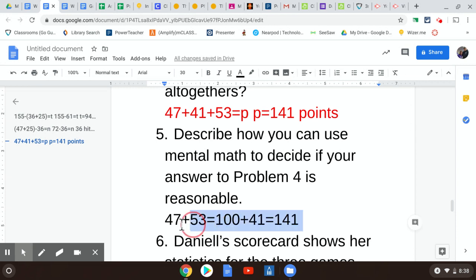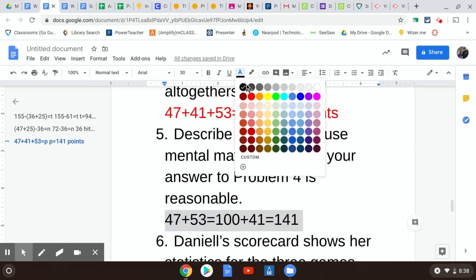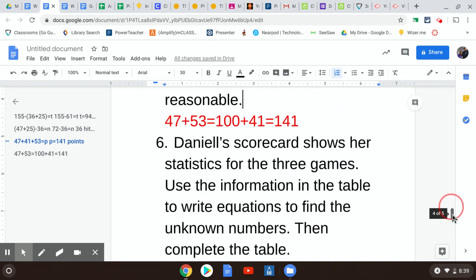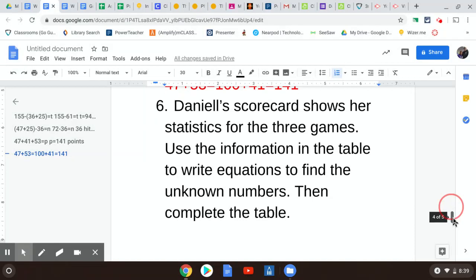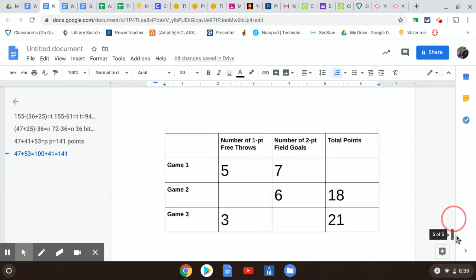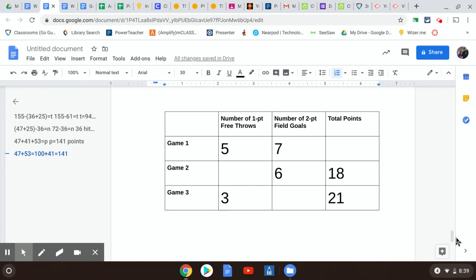Last one, number 6. This one is a little tricky, so we'll do our best. Number 6 says Danielle's scorecard shows her statistics for the 3 games. Use the information in the table to write equations to find the unknown numbers, then complete the table. So I'm going to give you an example equation. Your equations can look totally different than mine when you do this, and that's totally fine as long as you get the same exact answers as I do.